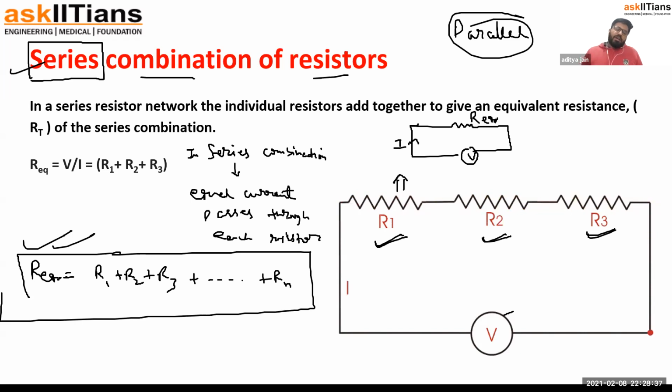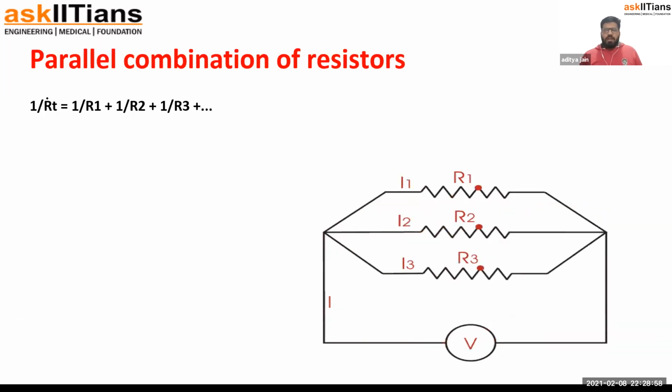The basic trick to identify series combination is to just check the direction of current, or I can say the number of directions possible for a current to flow. If there is only one direction possible for the current to flow, then that will be known as series combination. Okay. Now what we are interested in is the second type of combination, which is known as parallel combination. So what is the basic difference between series and parallel combinations?